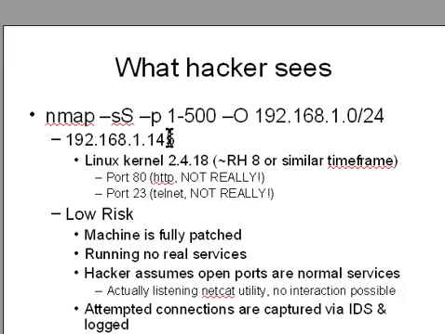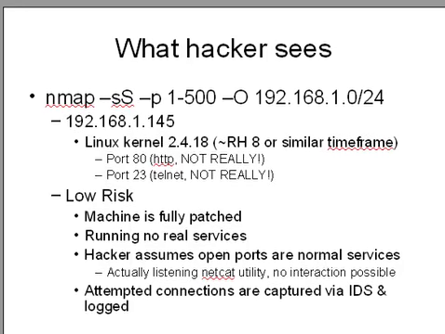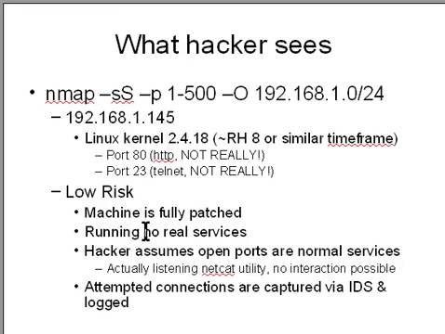And so they're going to find that this computer is up and running, and the fingerprinting scan is going to tell them that this is a Linux kernel 2.4.18, so it's going to be in the Red Hat 8 similar time frame. And the ports that are open are going to indicate that port 80 is up and port 23. So there may be exploits that are available for this operating system.